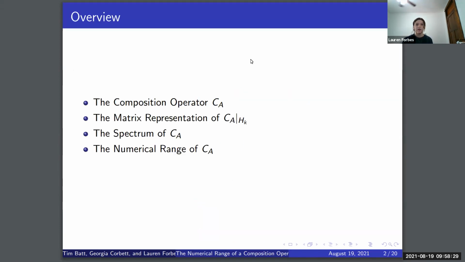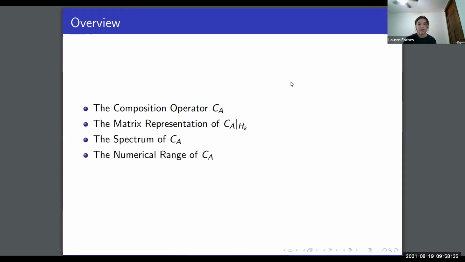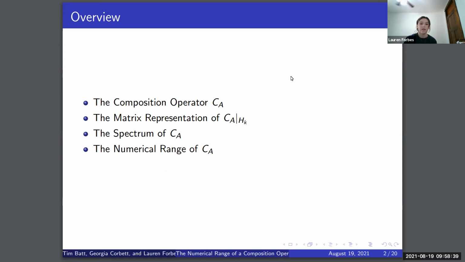All right, so here's a quick overview of what we're going to cover in our presentation. First of all, we need to cover what the composition operator is and what particular case we're exploring. Then we're going to talk about the matrix representation of that operator. And then using the information from the matrix representation, we can find and discuss the spectrum and numerical range of CA, which is our operator.